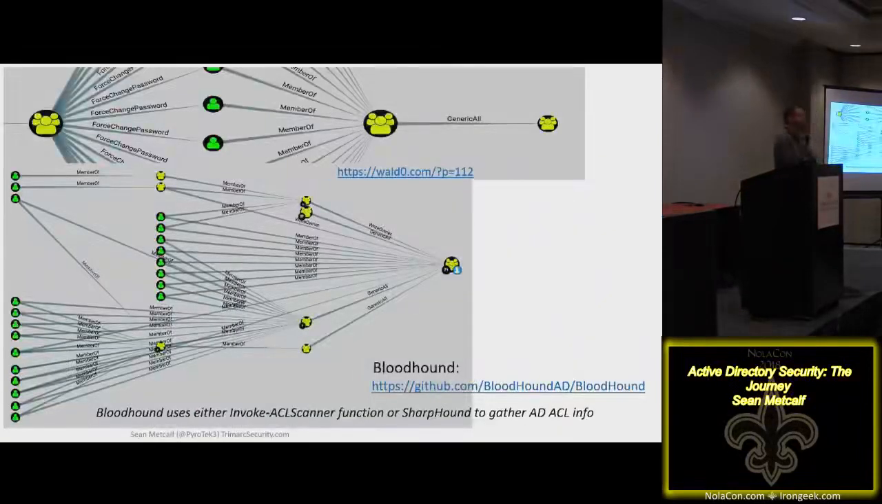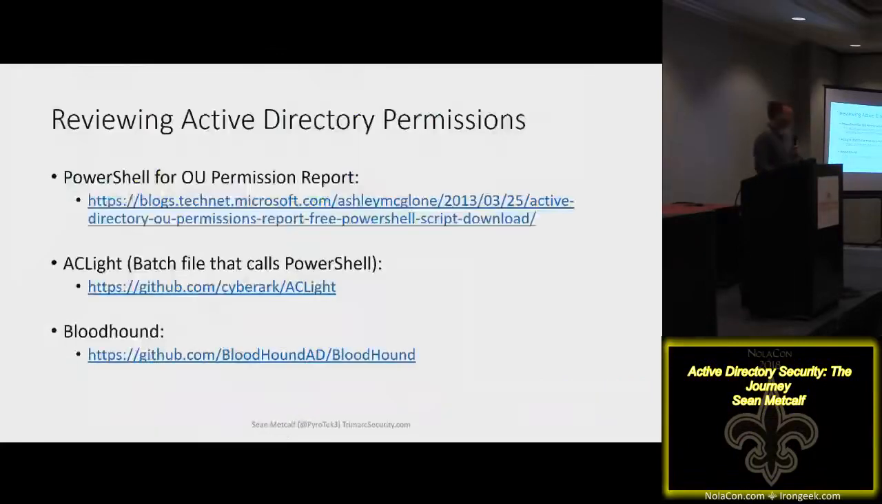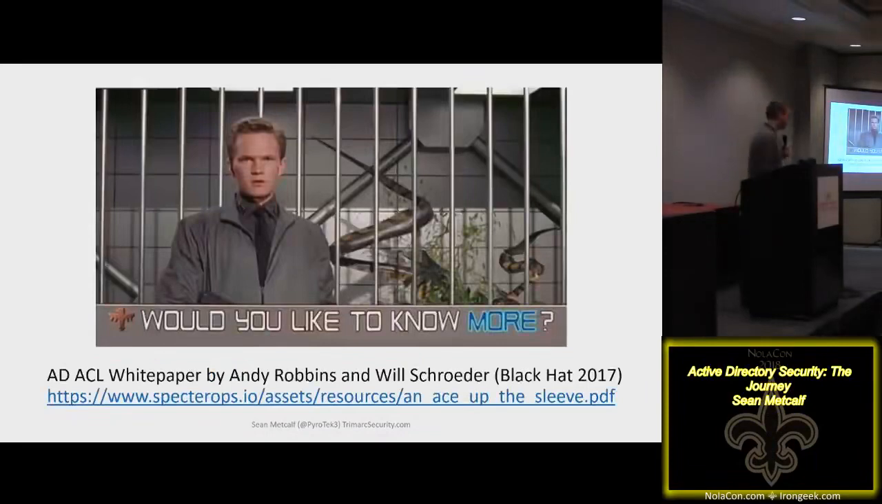And then there's BloodHound, which will graph this out for you. BloodHound uses the same Invoke-ACLScanner function, now evolved into SharpHound, to gather this information. It shows it in a different manner, so that way you can see who can go to what based on that pathing. So you have some ways to do this. You have the ability to go through and look at these things yourself, which I highly recommend you do. And if you want to know more about Active Directory ACLs, there was a great talk at Black Hat and DEF CON last year by Andy and Will, and they have a white paper up that goes in excruciating detail of what this looks like, and why it matters from a security perspective.